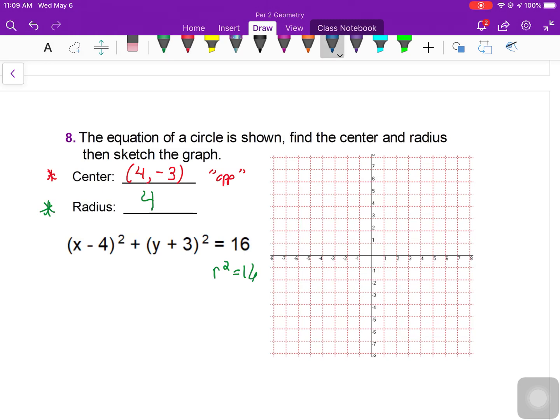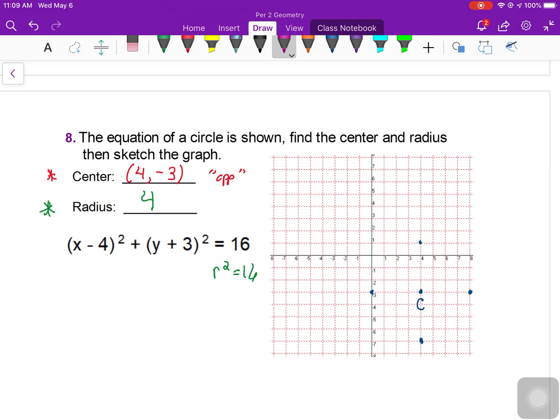Let's go ahead and sketch the graph. Now, to sketch the graph, we'll plot the center point. So the center point is at (4, -3). 1, 2, 3. That's our center. The radius is 4, so we're going to go 4 to the right: 1, 2, 3, 4. 4 up: 1, 2, 3, 4. 4 left: 1, 2, 3, 4. And 4 down.